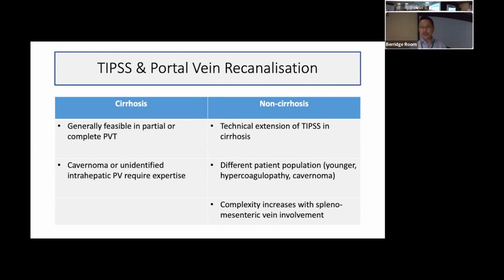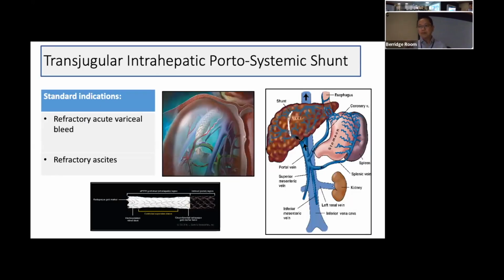For non-cirrhotic patients, the technique is an extension of what we use for cirrhosis. As I mentioned before, they tend to be younger, and they tend to have hypercoagulopathy, and the majority of them will have cavernous transformation, i.e. you can't actually see the portal vein itself on cross-sectional imaging. You want to recanalize them, so it is quite tricky. And the complexity does increase with thrombus extension into the splenic vein or the SMV.